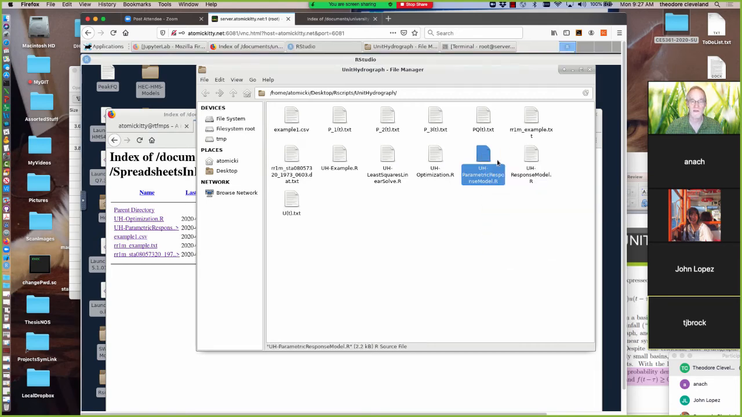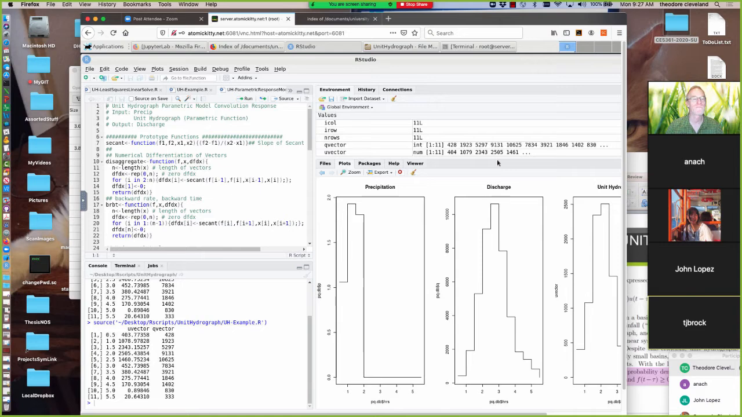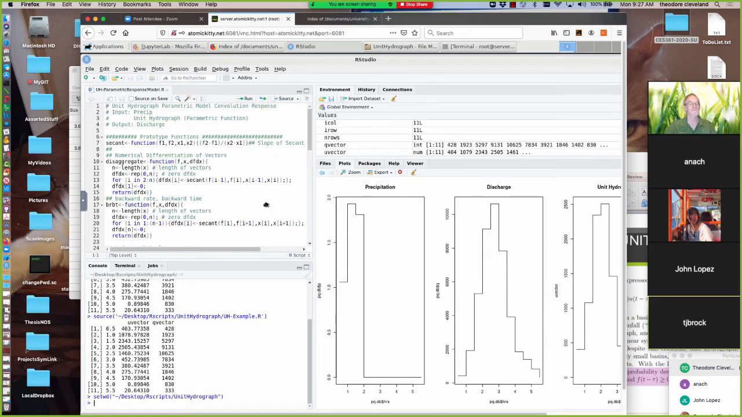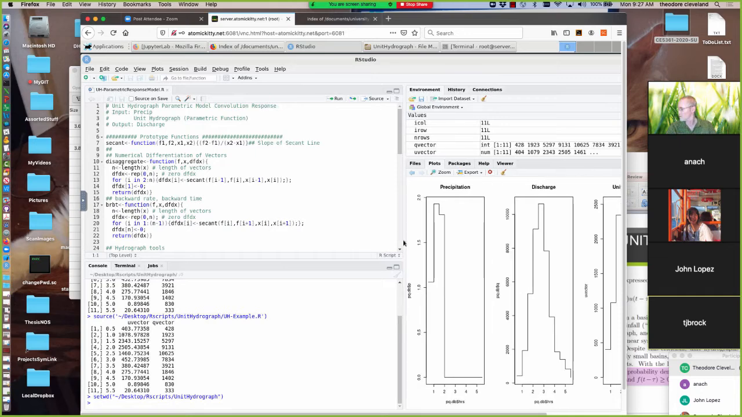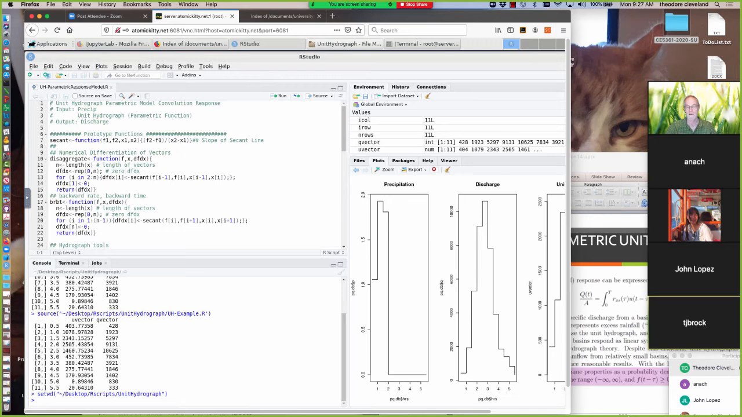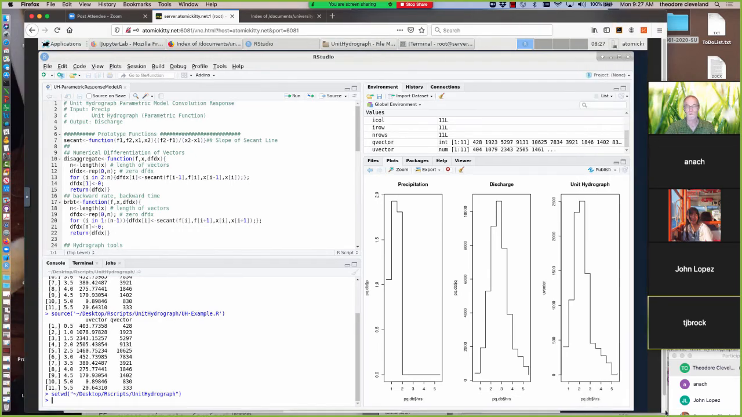Should be set to go in RStudio. Set directory to the source files, and then we're going to first take a little look at the code involved, and then we will run the script and hope it works.